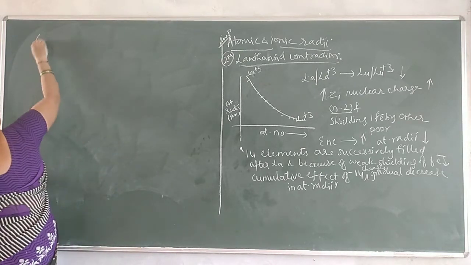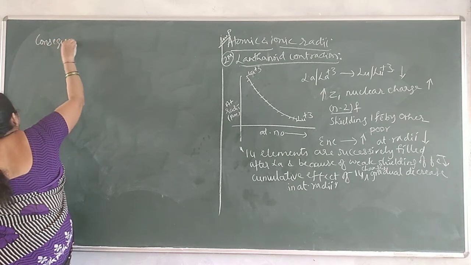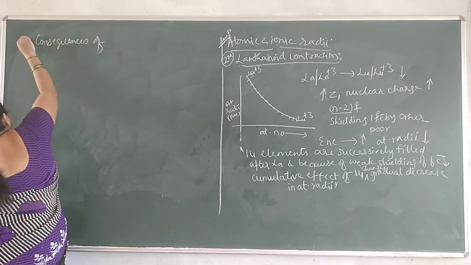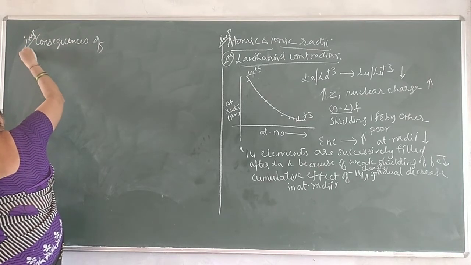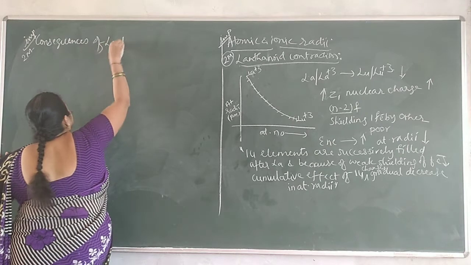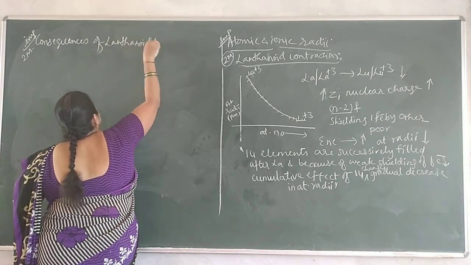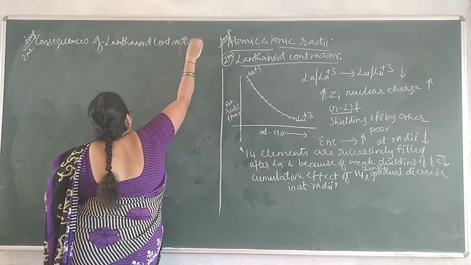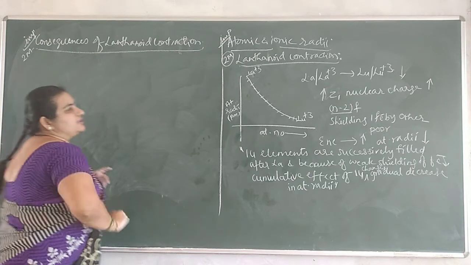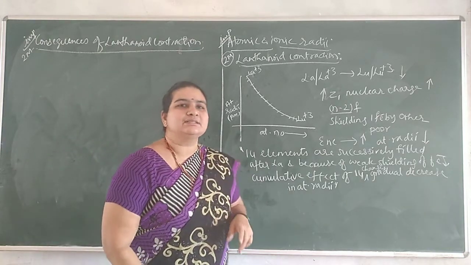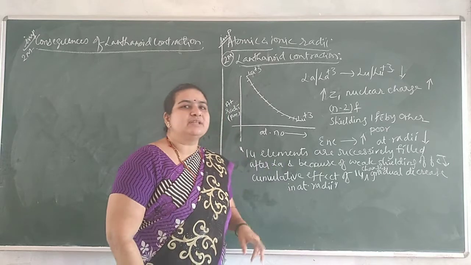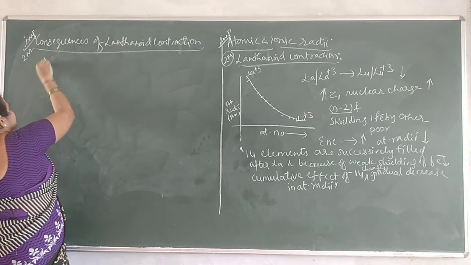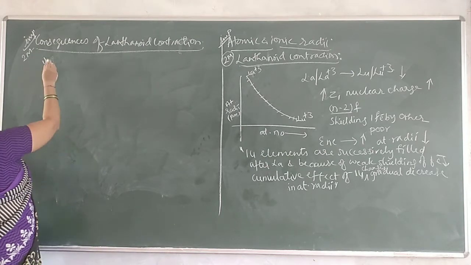Okay, so next one is the consequences of lanthanide contraction, which is also important and can be asked for 2 marks. Because of lanthanide contraction, there will be a decrease in the atomic radii, so it will affect the atomic radii. First point, consequences of lanthanide contraction.